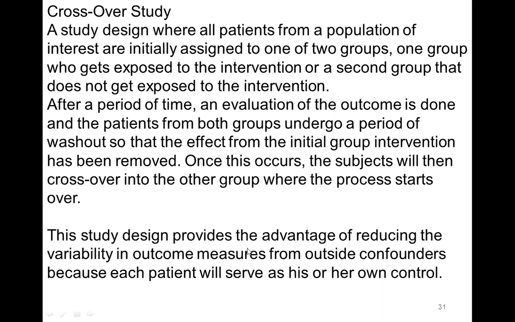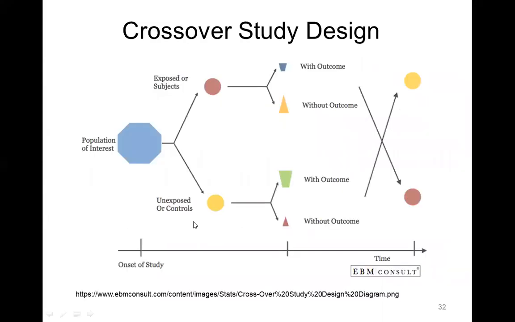And the study design provides the advantage of reducing the variability in outcome measures from outside confounding variables, because each patient is their own control. What it doesn't control is repeated testing. So if you're using the same scale, point estimate, for the pre and the post, then the patient has more experience with that testing when they get the second treatment, okay? So that's one factor that can confound a crossover study design.